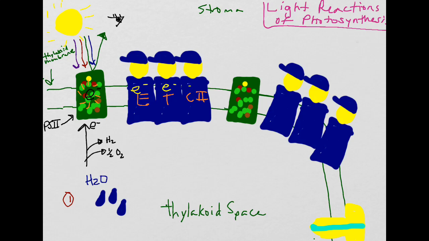And as it's being passed along, the energy from that electron, which is really high energy to begin with, is going to be used to do something. In this case, I'm going to draw less little yellow dashes around him so you can tell he's losing energy. The energy from passing him along is going to be used to change the shape of these proteins, my worker guys here, and they're going to become a pump for hydrogen ions.